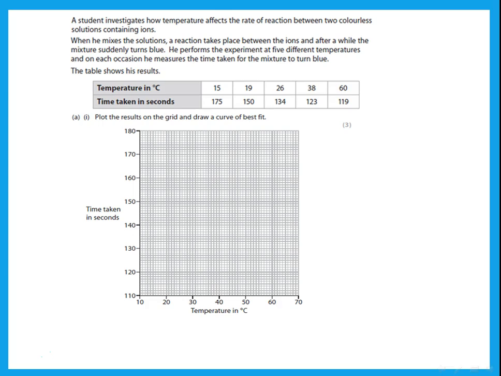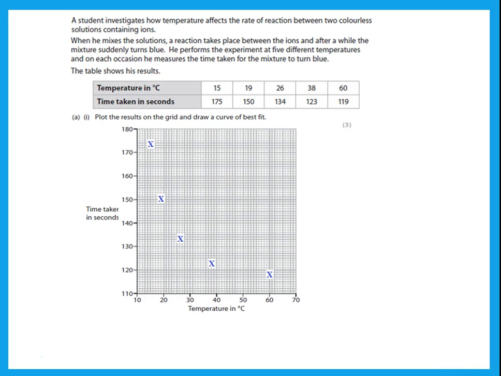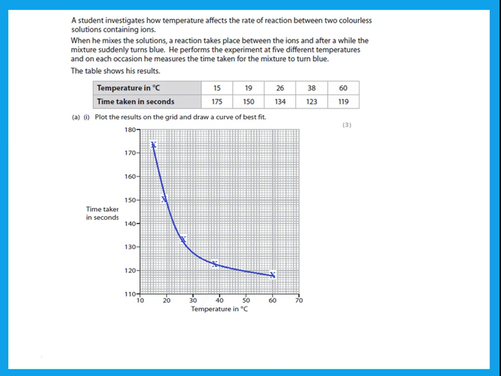So you should know that if the table is this way, then anything on top goes on the x-axis, which is along the bottom of the graph, and anything below that goes on the y-axis. So you have temperature on the x-axis and time taken on the y-axis, and you plot the graph. He says plot the results and draw a curve of best fit. So when you plot the graph, you will find that you will have x's somewhere like this. So your curve should look like this.